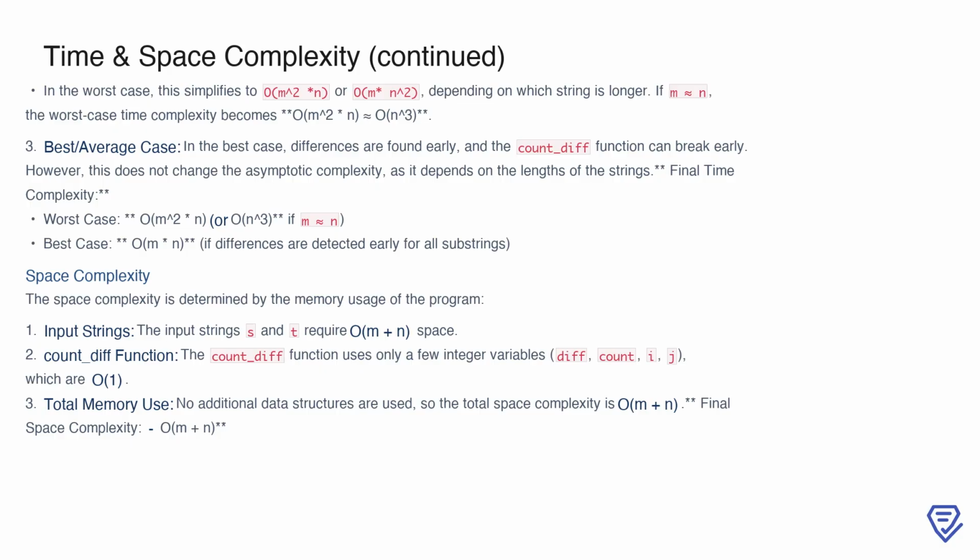For space complexity, the memory usage is primarily determined by the input strings s and t, which together require O(m plus n) space. The count_diff function itself uses only a fixed number of integer variables, contributing O(1) additional space. Hence, the total space complexity is O(m plus n).